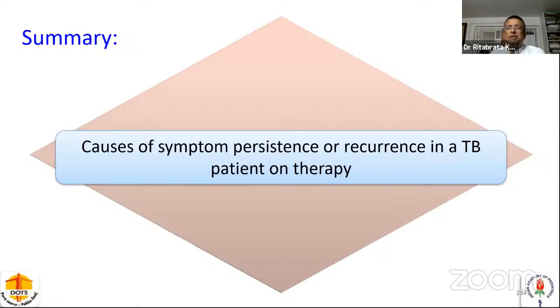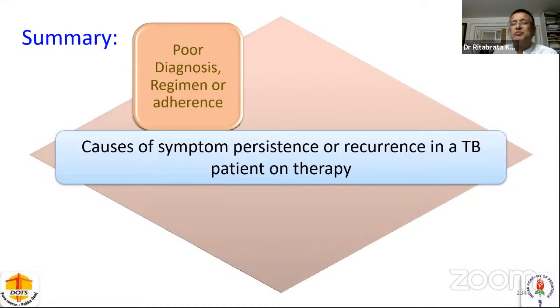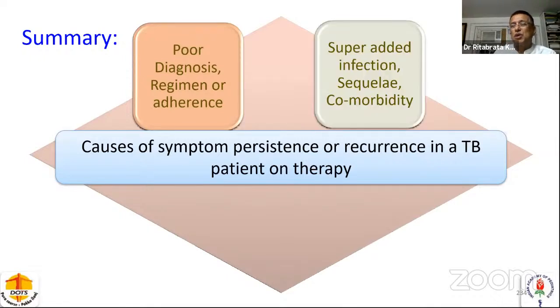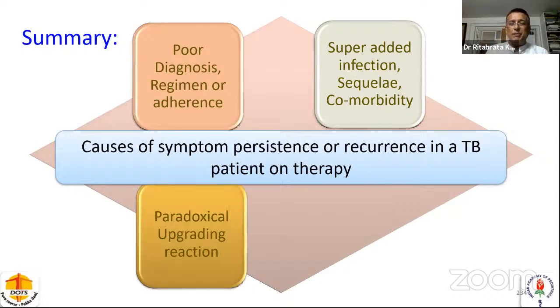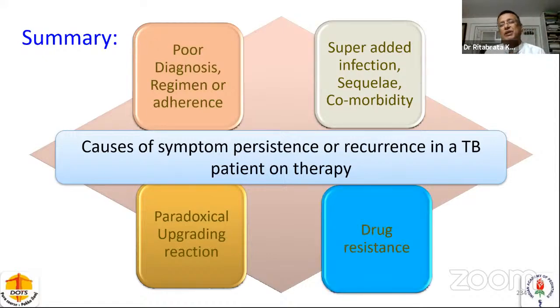Now what might be the reasons for persistence or recurrence of symptoms in a patient who is on appropriate TB therapy? First might be that the diagnosis is not correct, or the regimen or adherence to treatment is poor. Or you might have a superadded infection. It can be sequelae, as I've shown you in the two cases, or comorbidity. The most common comorbidity in case of TB is HIV. You should think of it. Or there might be a paradoxical upgrading lesion. If you have excluded all this, then last will come drug resistance.